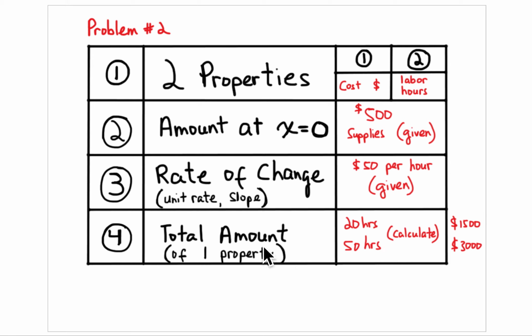And finally, what's the total amount? Well, for 20 hours, you have to calculate that. In problem number 1, that was given to you: the $80 for how many pizzas. And for 50 hours, you have to calculate the total cost in that case. If you calculate those total costs, it's $1,500 and $3,000.